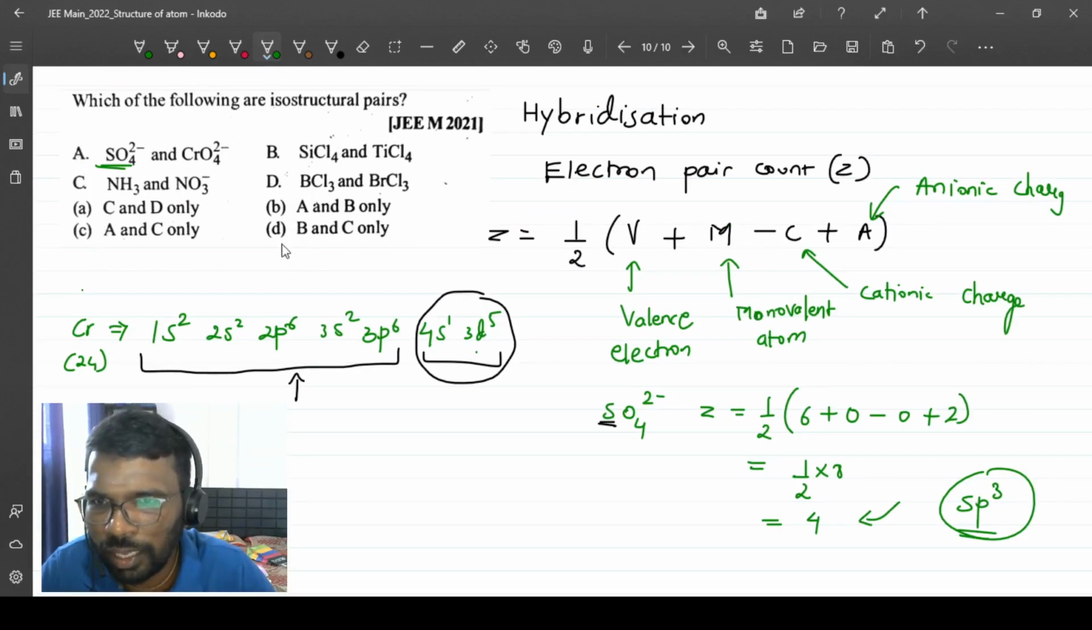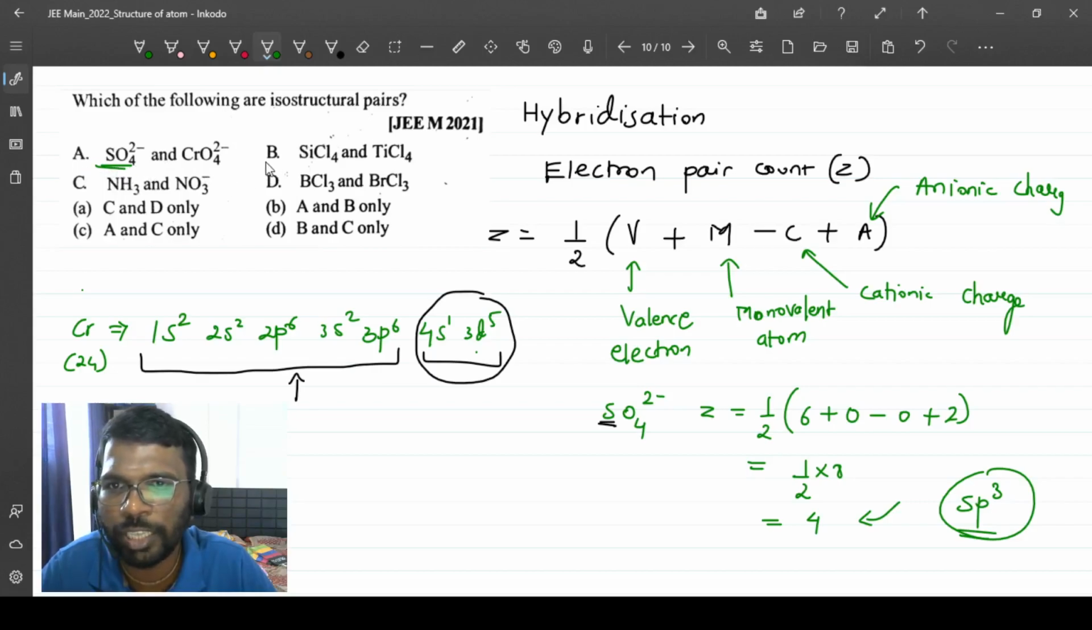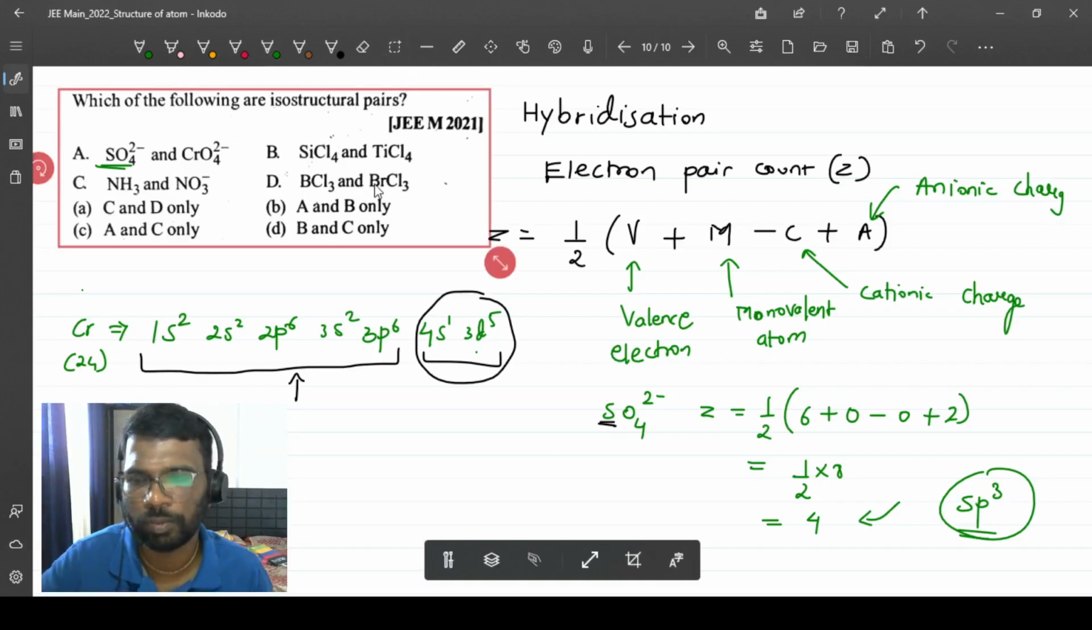Okay, in this case, A and B is given and A and C is given, right? So we know that. Let me check for silicon chloride, NH3 and NO3 minus, which are isostructural among these. So for the next pair, I'll take this question to the next page.